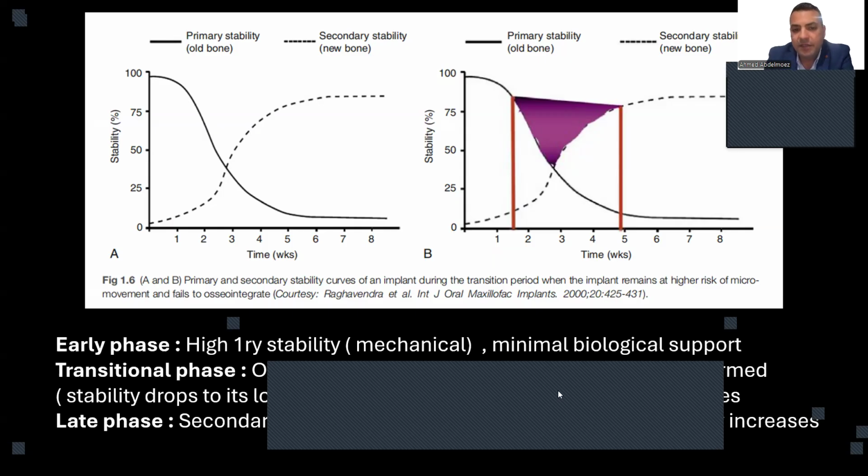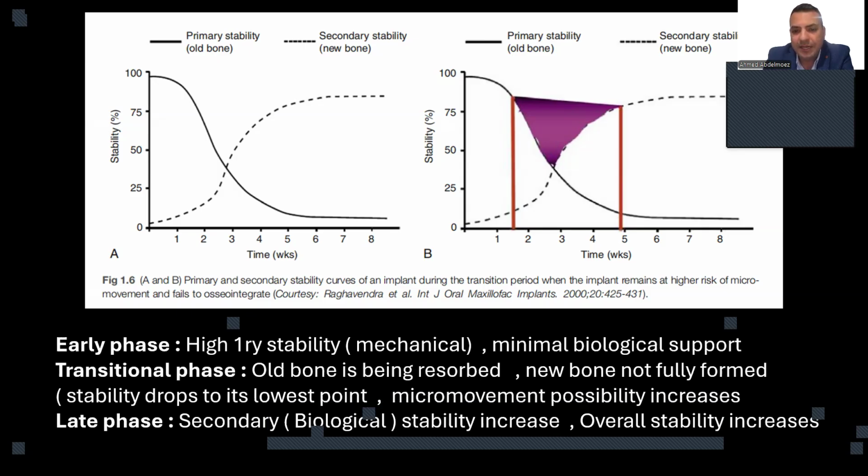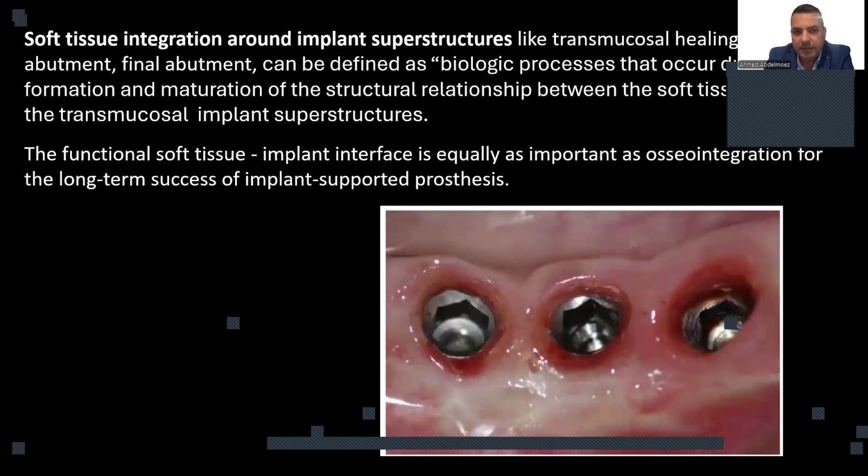As we see here, we have three phases: the early phase, the transitional phase, and the late phase. In the early phase, we have high mechanical primary stability, which we gain during the implant insertion, and minimal biological support. As we go to the transitional phase, the old bone is being resorbed and new bone is not fully formed. This is the most risky period for implant placement. Any micro movement that may happen in this period will lead to osseointegration failure. And in the late phase, the secondary biological stability increases and the overall stability increases.